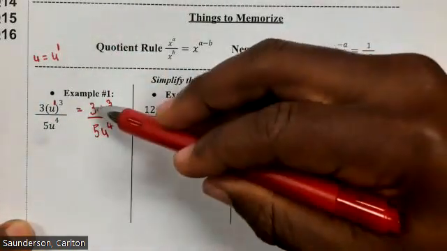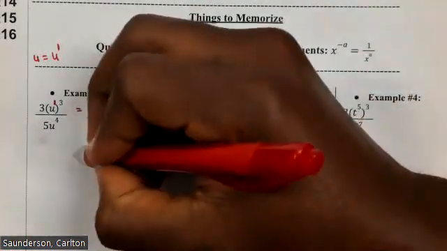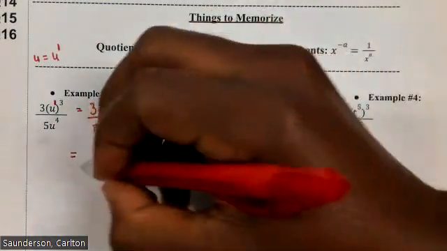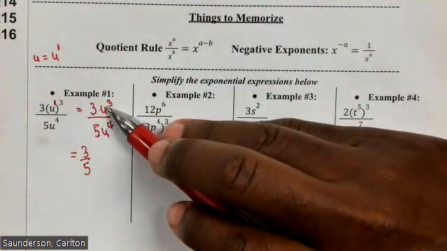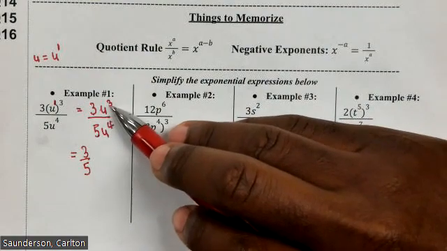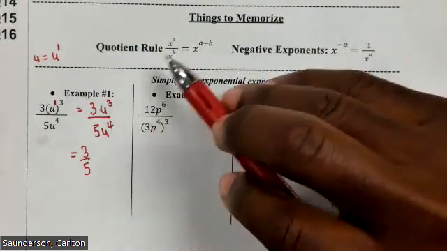So now we're going to try to divide these numbers. But if you cannot divide them, you just leave it the same. Can you divide 3 by 5? No. So you're going to leave it the same. Now we need to try to divide the variables. So we need to do u to the third power divided by u to the fourth power.